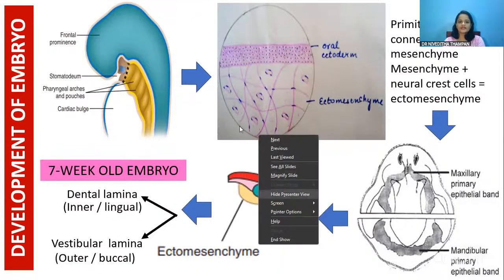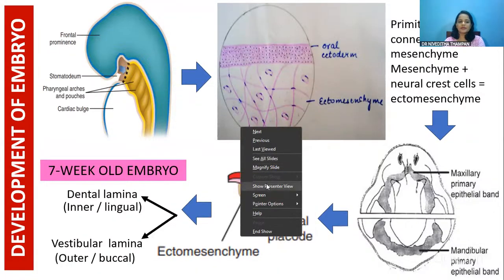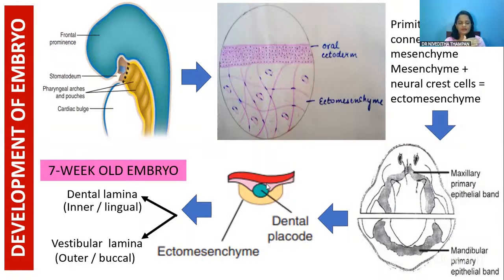Okay, so this buccopharyngeal membrane breaks. Around the fourth week, the buccopharyngeal membrane will be there, which separates the primitive oral cavity from the future foregut. By around 4 to 5 weeks, this buccopharyngeal membrane will break. When it breaks, a connection will be established between the future oral cavity and the future foregut. So once this buccopharyngeal membrane is broken, then tooth formation starts officially.